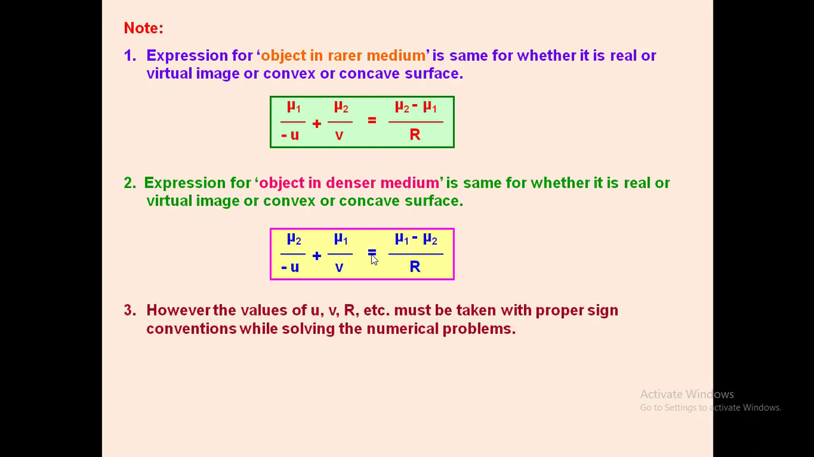However, the values of u, v, r, etc. must be taken with proper sign convention while solving numerical problems. So you have to consider the sign convention when you solve the numerical problems. The refractive indices mu1 and mu2 get interchanged in the expressions. Be careful regarding this. They may get interchanged.